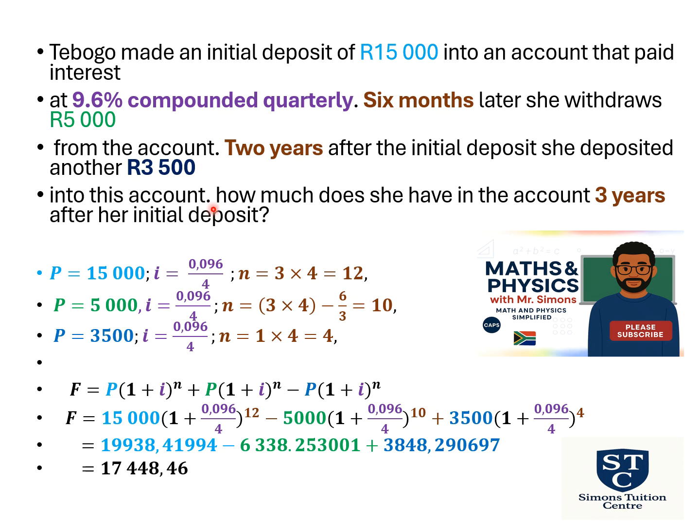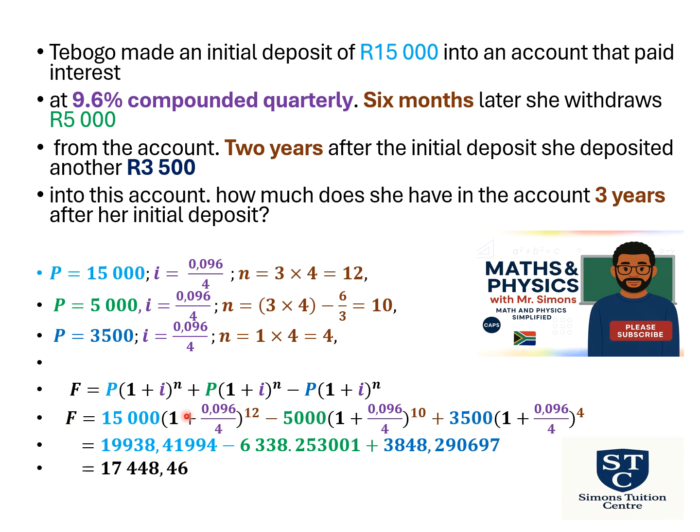All right. Then 2 years later, she deposits 3,500 again. So P is 3,500, i is 0.096 over 4, and n, 3 minus 2 gives me 1. So 1 times 4 equals 4 because it's compounded quarterly. So F equal P(1 plus i) to the power n for my first original deposit, then P(1 plus i) to the power n for the second, minus P(1 plus i) to the power n for any withdrawals. So starting off, I have 15,000(1 plus 0.096 over 4) to the power 12.